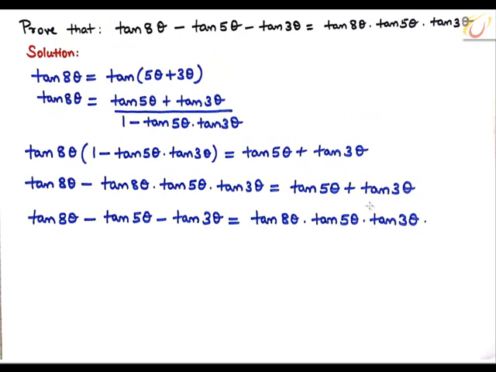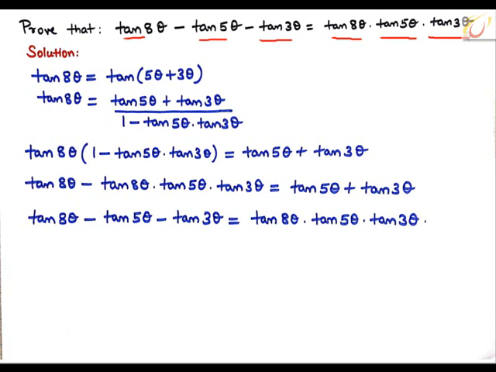Now some pretty important sum for your college exams as well. Tan 8 theta minus tan 5 theta minus tan 3 theta is equal to tan 8 theta multiplied by tan 5 theta multiplied by tan 3 theta. So when a sum like this comes, the first thing we have to think is why these numbers are given in this way. There has to be some arithmetic link between the numbers.